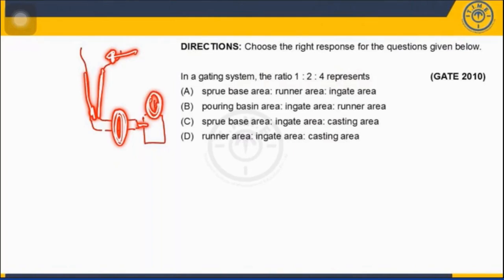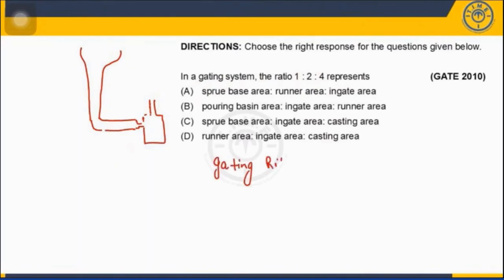So in the gating system, the ratio is 1:2:4. What is the ratio indicating? You should always remember the gating ratio. In a gating system, the ratio means the gating ratio. The gating ratio is nothing but the ratio of what? This one is the sprue, this one is a runner, and this one is the in-gate. If you take the ratio of these areas, it is called the gating ratio.